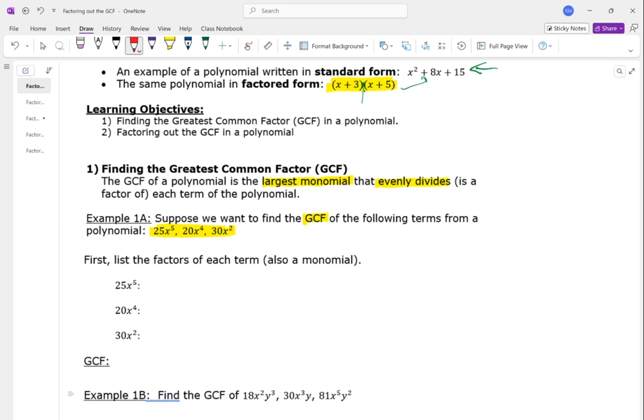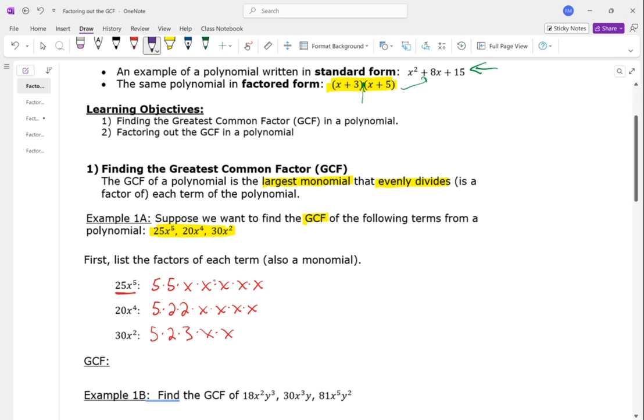So if I want to list out the factors of this first term, I would have 5 times x times x times x times x times x. That's in factored form. This one would be 5 times 4, or 2 times 2, and then there would be 4 x's multiplied together. Here we'd have 5 times 6, which is 2 times 3, and we only have 2 x's.